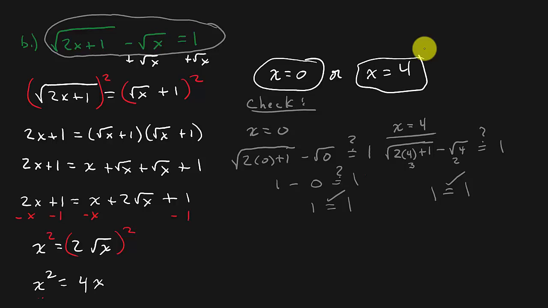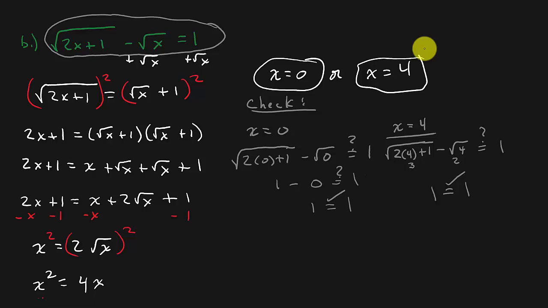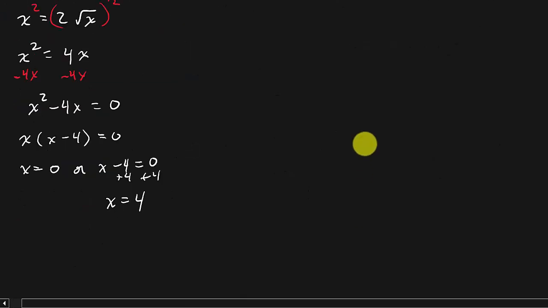But that's why you have to check them. It's not always going to be that one works and one doesn't. You could have one works, one doesn't. You can have both of them work, or you can have none of them work. If none of them work, then it's just no solution.